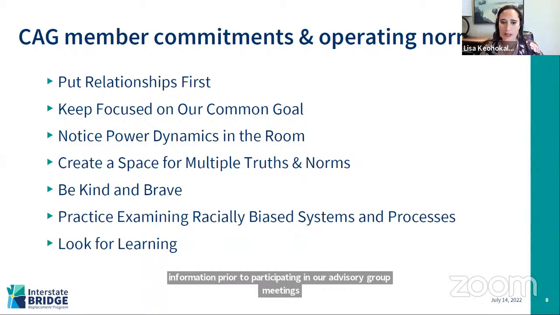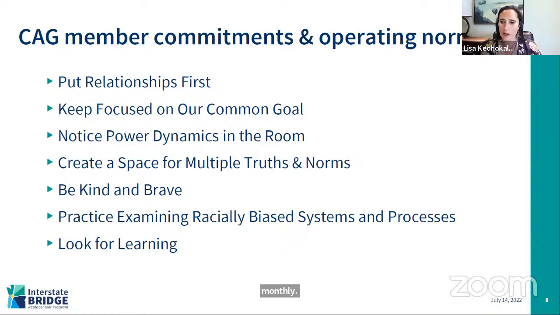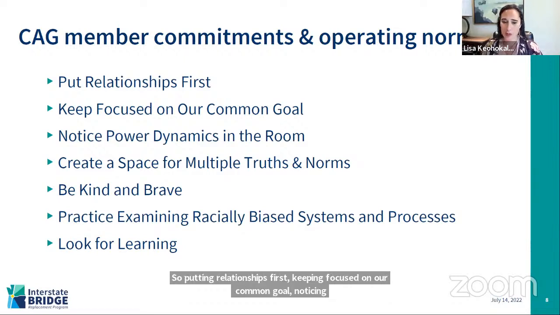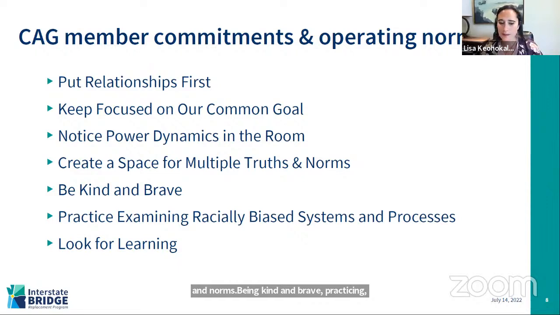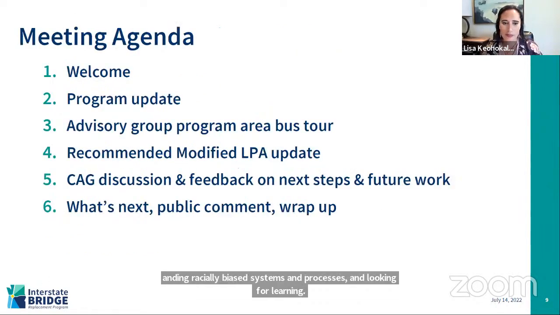Our CAG member commitments and operating norms. These are the operating norms that we review every meeting. We want to make sure that we are following these, and we take them very seriously. So putting relationships first, keeping focused on our common goal, noticing the power dynamics in the room, creating a space for multiple truths and norms, being kind and brave, practicing examining racially biased systems and processes, and looking for learning.